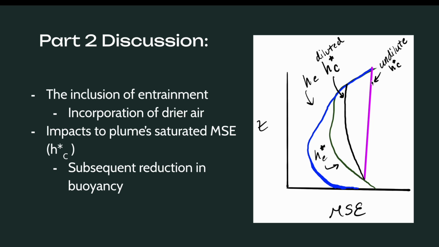And then this purple one is a callback to the first part, the saturated MSE of a non-entraining plume. When we include entrainment, we're incorporating relatively cooler and drier air from the environment into the plume, and this is going to impact the plume's saturated MSE, and we're going to see a subsequent reduction in buoyancy. What we consider to be buoyancy is the area between the plume's saturated MSE, right here, and the environment's saturated MSE.